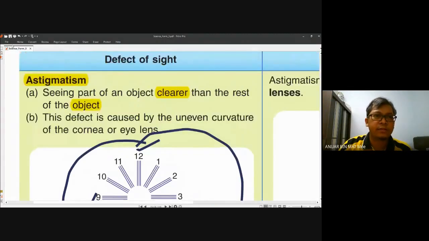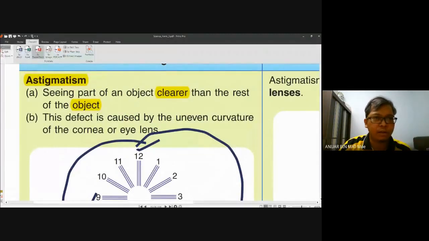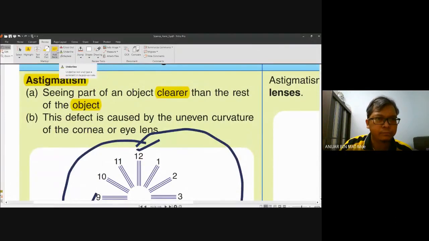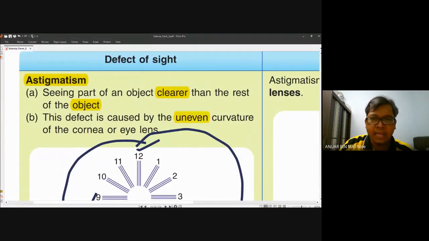Okay? So why is this happening? Because of what we call an uneven cornea of the eye. Cornea itu sebenarnya rata, but maybe got some defect, dia tidak rata, the cornea, ya.